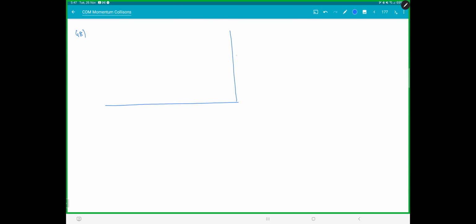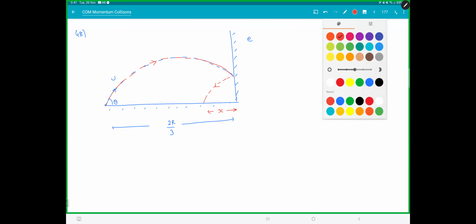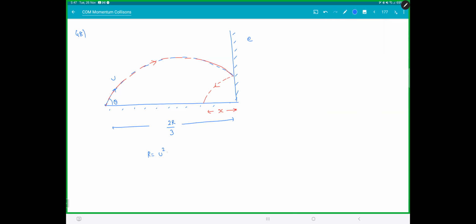Let's say we have a wall here. Coefficient of restitution is E. A particle is projected with u and theta. It goes here, hits the wall. Let's say this distance is 2R by 3. After hitting the wall, it comes back and lands on the ground. So this is what would happen. Let this distance be x. R is your regular range, u square sine 2 theta by g. Find x.